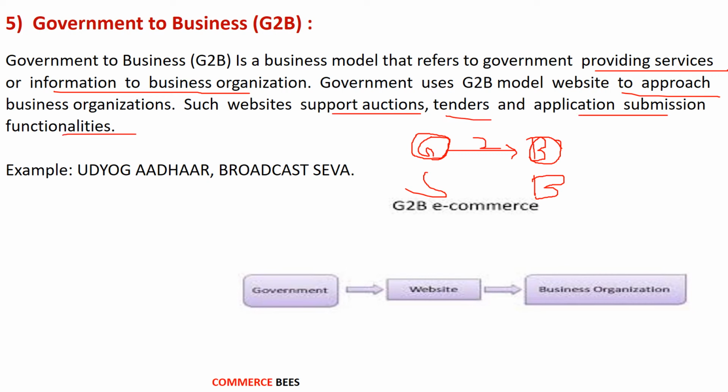If we take examples like Udyog, Aadhaar, Broadcast Seva, these are websites that are examples of the G2B model. Here is the diagrammatical representation of G2B e-commerce, where the government is providing its services or information through a website to the business organization.